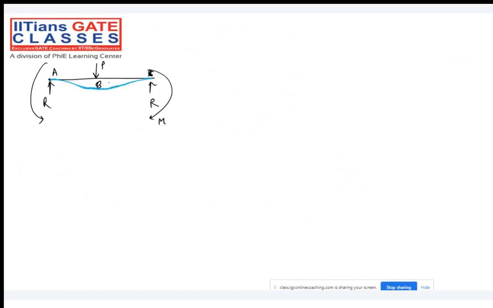So what are the boundary conditions? The different boundary conditions we can have: theta A will be 0, theta C will be 0, theta B will be 0, deflection at A will be 0, deflection at C will be 0. So we have five boundary conditions, right?